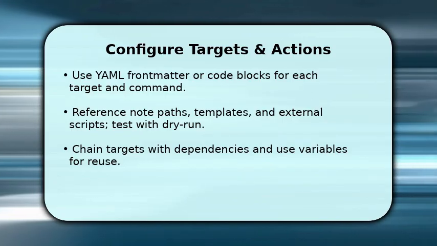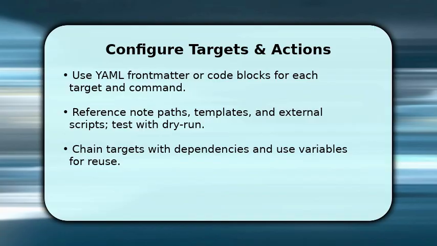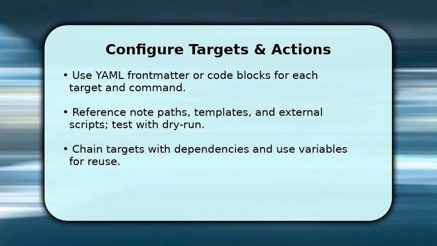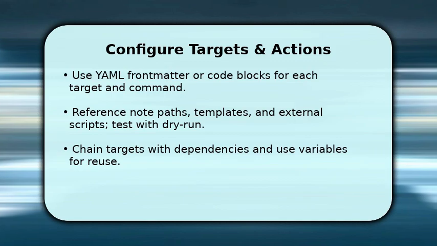Once defined, test with a dry run flag or a non-destructive test note to validate paths and variables. Then chain dependent targets. Draft, then build, then publish, so one command triggers the next. Make sure variables are consistent to avoid broken links or duplicate notes.